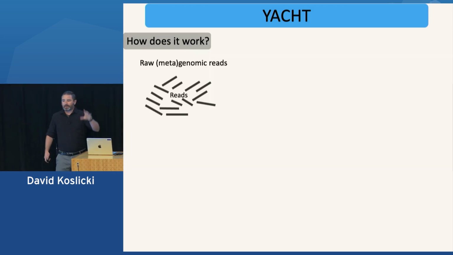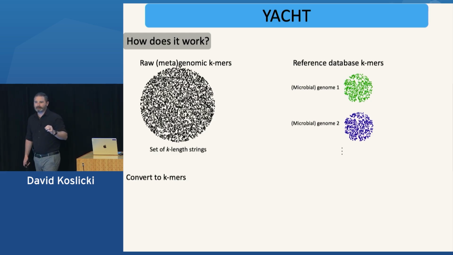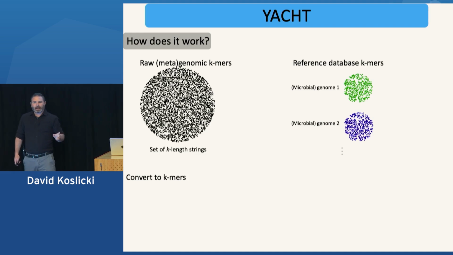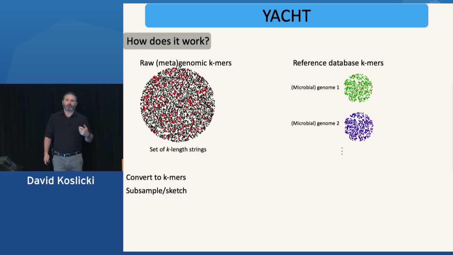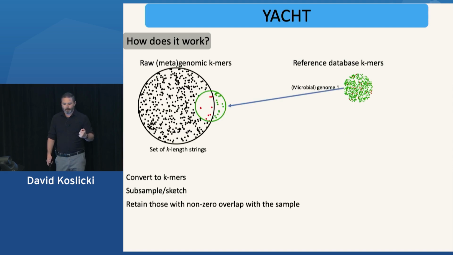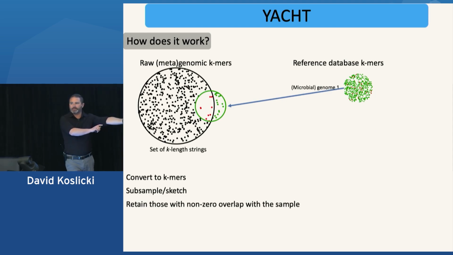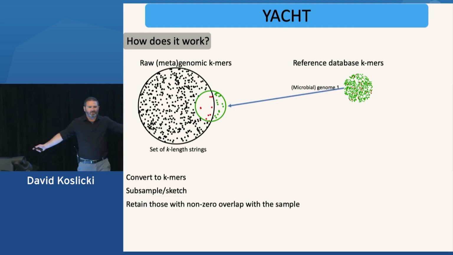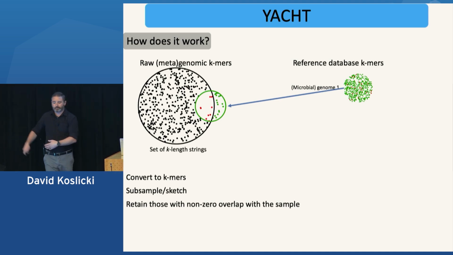So how does it work? You take your reads, you take your reference database, you convert everything into k-mers. That would be a big headache because that'd be a lot of k-mers, so you actually subsample it and take FracMinHash sketches of all these things. And then you only retain the reference database entries that have a non-zero overlap with your sample. Because if there's no overlap, there's no evidence at all that it's in your sample. You can just completely ignore it.